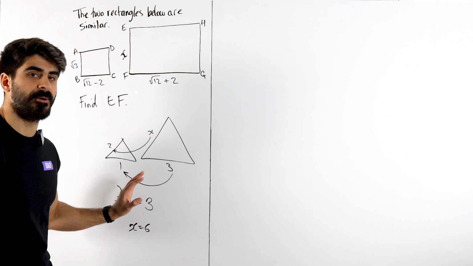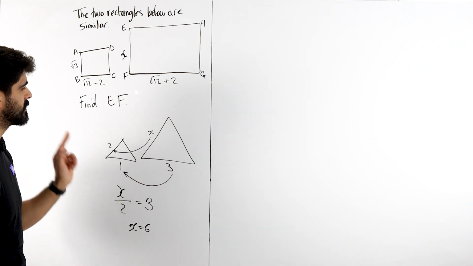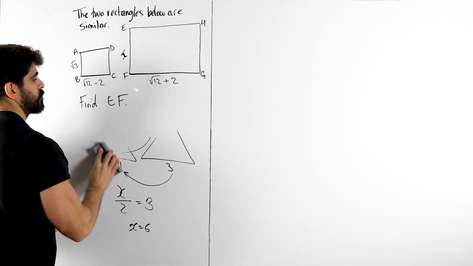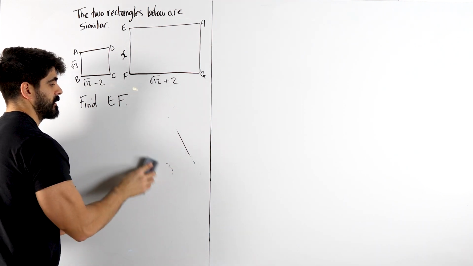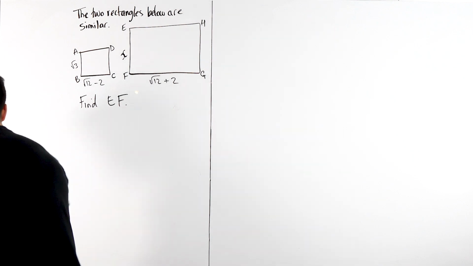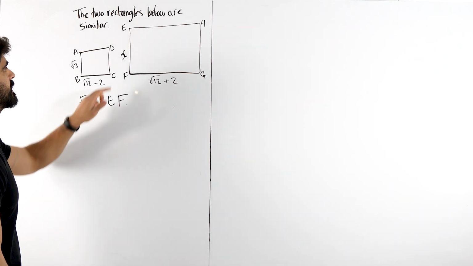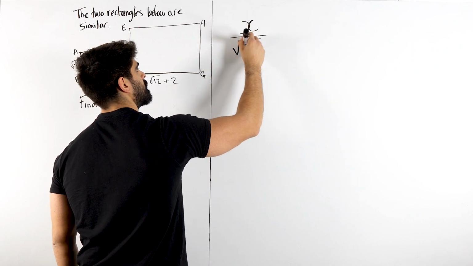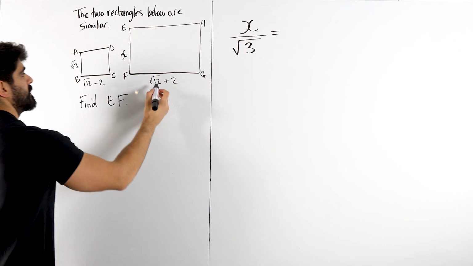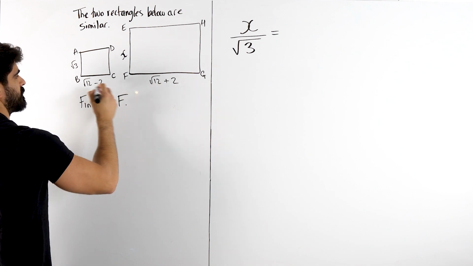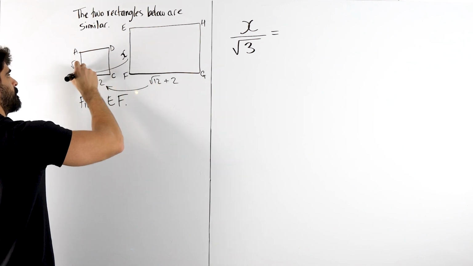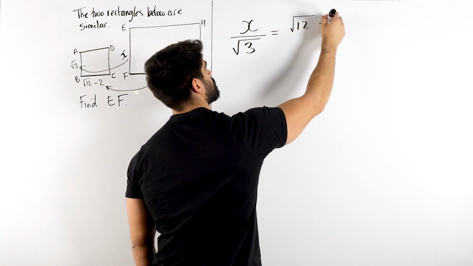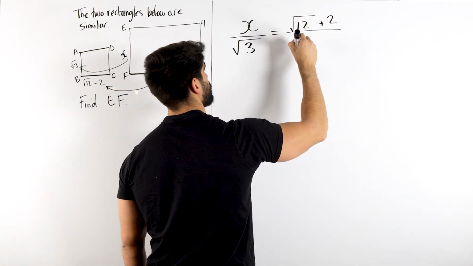Obviously, this is a very basic example. So always think of it in terms of a division, because here we can form an equation which we can then solve. So look at this in terms of ratios. I'm saying x divided by root 3 is the same as root 12 plus 2 divided by this. So we have root 12 plus 2 divided by root 12 minus 2.